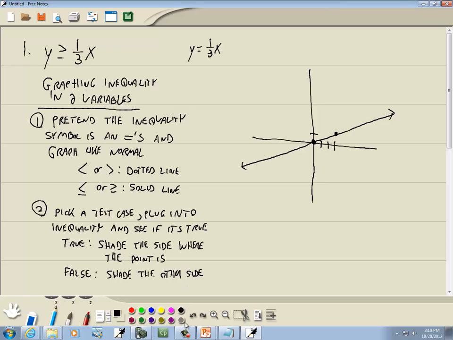Well, what in the world does this mean? Let's pick a test case. I don't know, 5, 0. 5, 0 would be right here. It doesn't matter which one you pick. Usually the origin is the best one, 0, 0. But since this line passes through the origin, that isn't a good choice for this. Okay, we're going to plug that into our inequality. So we've got y is greater than or equal to 1/3 x, and this is x, and this is y. So we'll put 0 in for the y. This is more of a question mark. We're wondering if that's greater than or equal to that.